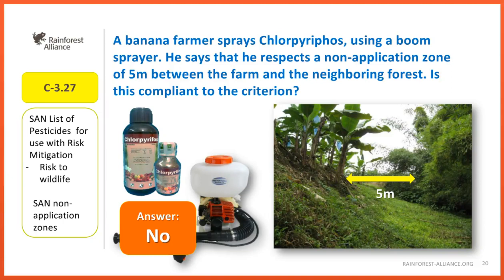In this case, the farm established a non-application zone of 5 meters. However, the farm is using a boom sprayer. The SAN non-application zone needs to be 10 meters or wider if chemicals are applied with a boom sprayer. Therefore, 5 meters distance is not sufficient.